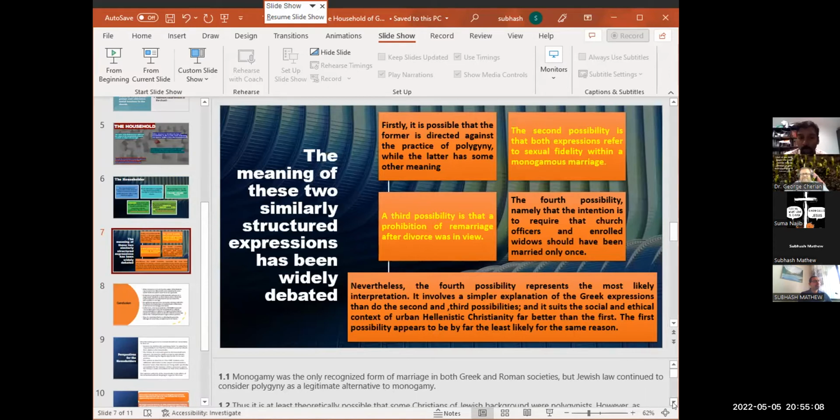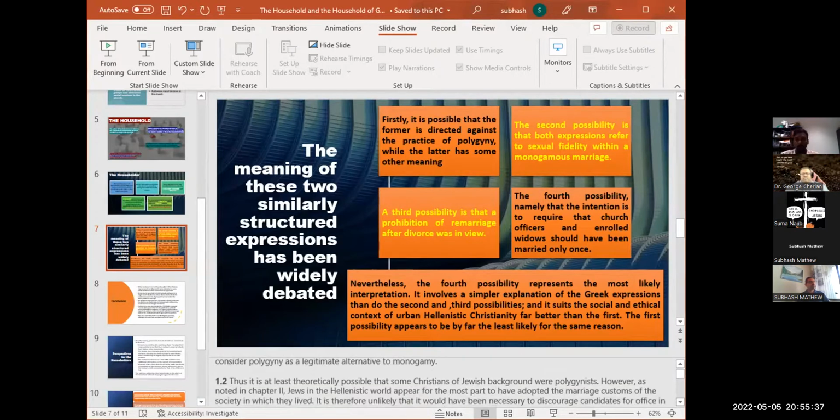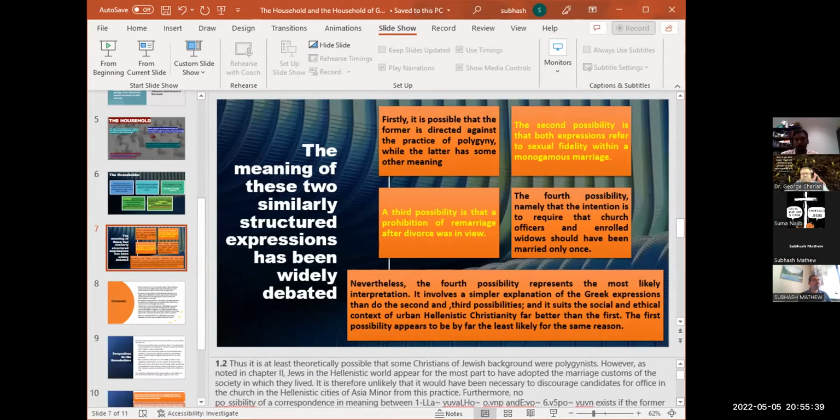Okay. So basically, the article clearly says that the first view is that monogamy was the only recognized form for the Greek and the Roman society, but the Jewish law allowed polygamy. So in that context, both Gentiles and Jews are in the church.